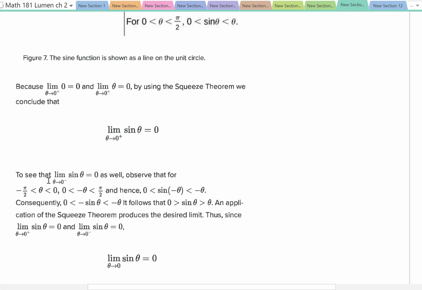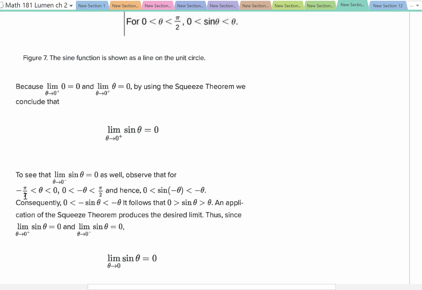So let's look at the limit as theta approaches 0 from the left side of sine of theta. We're going to see that's also going to be 0. So we're going to conclude that the limit as theta approaches 0 from both sides of sine theta is 0.